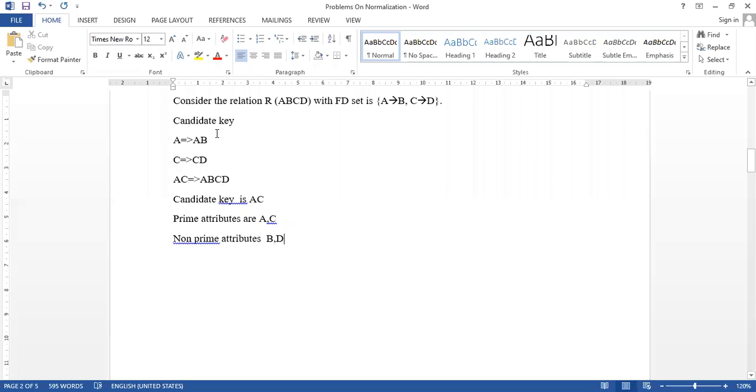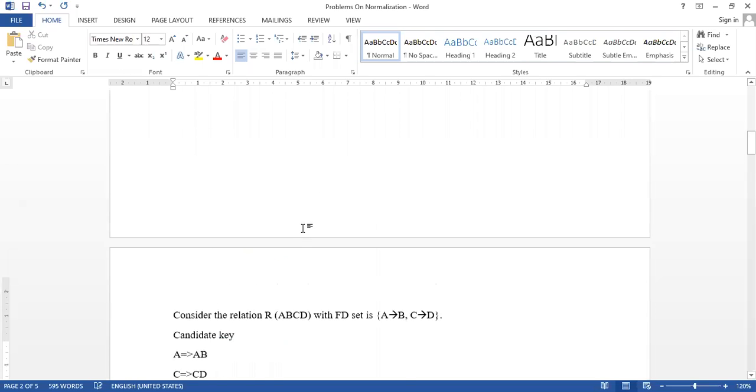So first we have to find out the candidate key. For that we need to find the attribute closures. Find A closure, B closure, C closure, and D closure. A closure gives A and B. B closure gives only B. C closure gives C and D. D closure gives only D. Now the candidate key is AC. Prime attributes are the key fields. Non-prime attributes are B and D, right? Now what is the second question here?